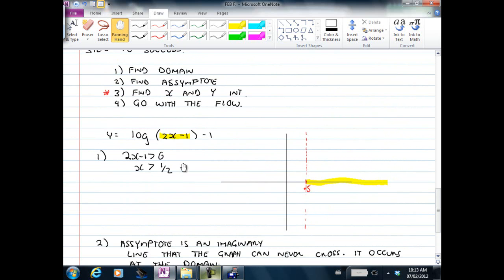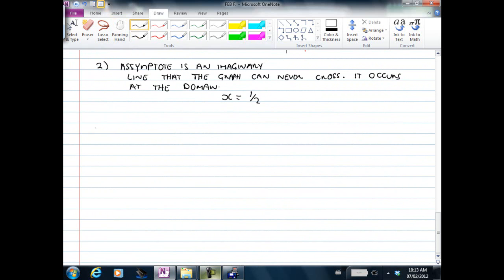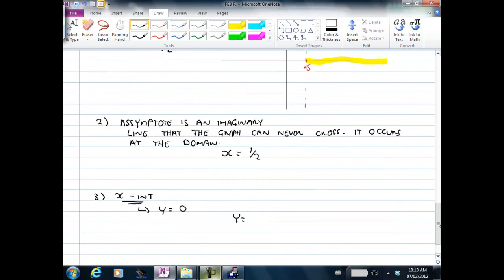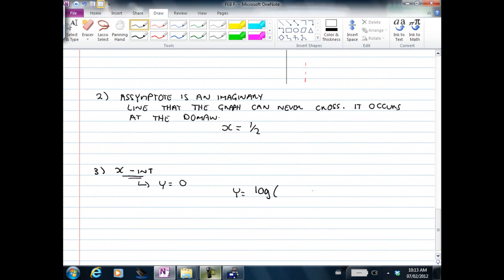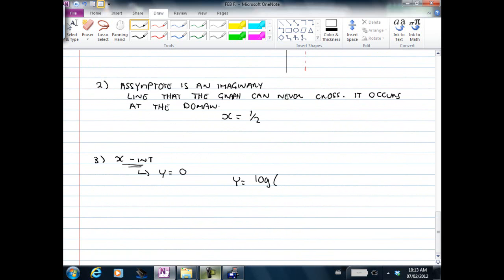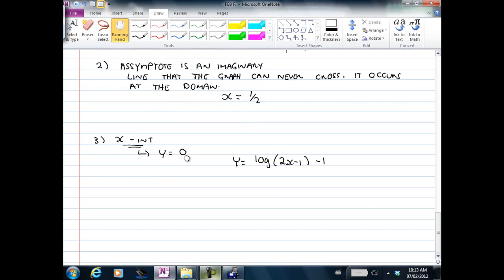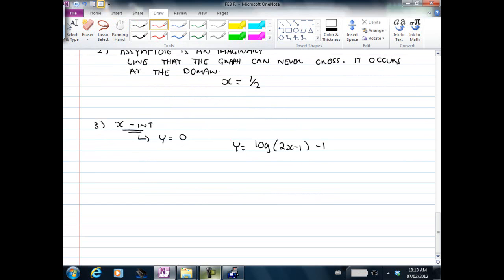Hey, this is pretty simple. Step 3. Let's start with the x-intercept. In grade 11, back in the days, remember what your grade 11 teacher taught you. If it's an x-intercept, we gotta let y be something. Y has to equal 0. So we're gonna write down my equation again. Y equals log, open brackets, 2x minus 1, end bracket, minus 1. We're going to let y be 0, because that's the definition of x-intercept.